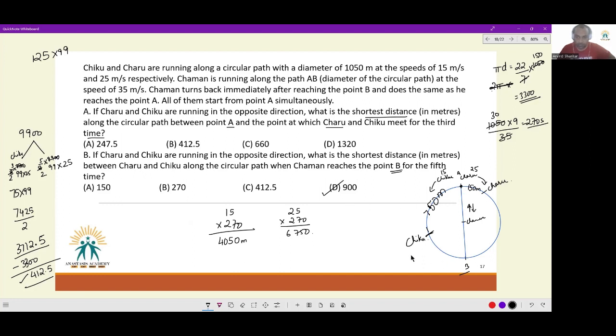On the opposite side, you will get 2400 meters. And we were looking for the shortest distance. The answer to the question will be 900 meters.